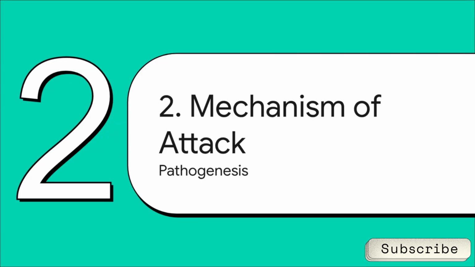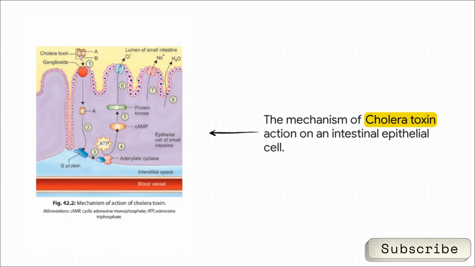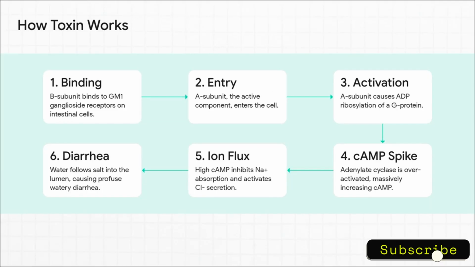All right, so now that we've met our culprit, let's get into the juicy part. How does this tiny little comma-shaped bacterium cause such a catastrophic disease? Let's look at its mechanism of attack. This diagram is everything when it comes to understanding the pathogenesis of cholera. It looks complicated, but we're going to break it down step by step. We'll see how the cholera toxin basically hijacks our own intestinal cells and turns them into little water pumps. So let's walk through it.